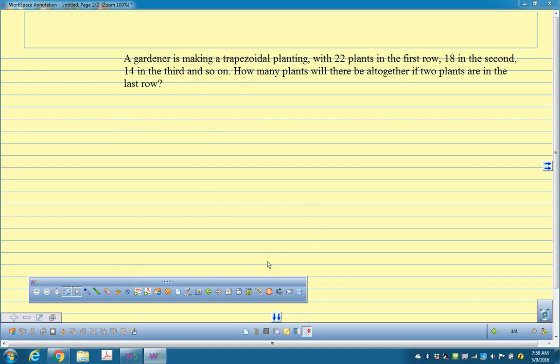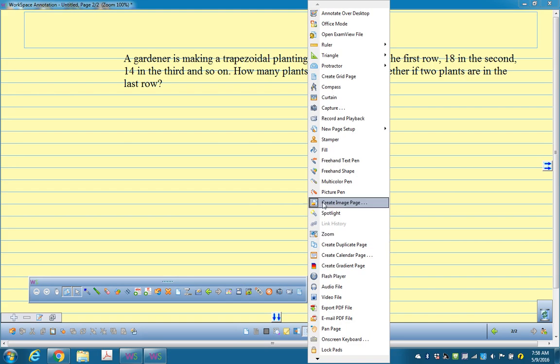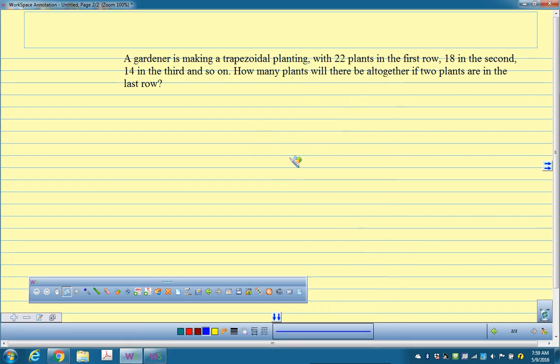You know what a trapezoid is? Let's see. I can show you what a trapezoid looks like with my toolbox. Watch this. Freehand. Where's my freehand shape tool? Freehand shape. Trapezoids look kind of like this. You know that, right? Watch this. Turn into a trapezoid.